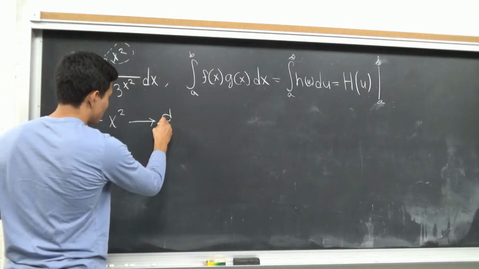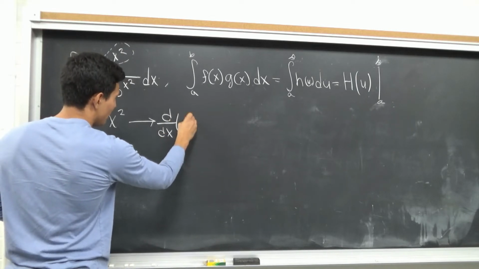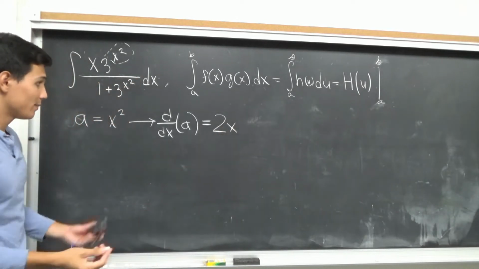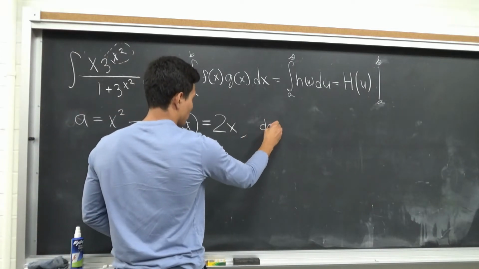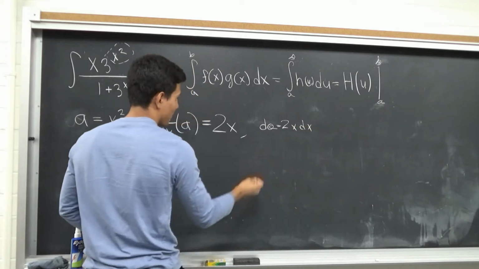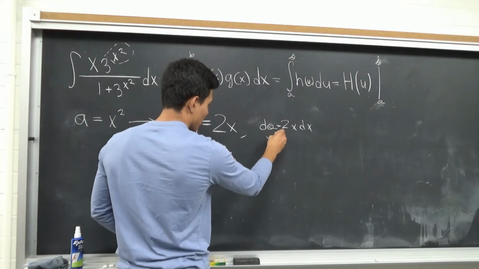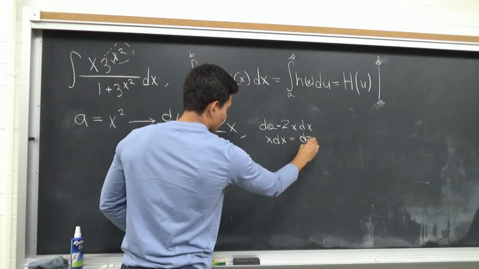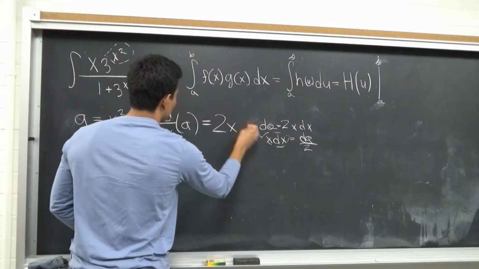Then you see that d/dx of a is equal to 2x. In other words, some people just write it like this: dA is equal to 2x dx. And more specifically, what we want to see is that x dx is equal to dA over 2.